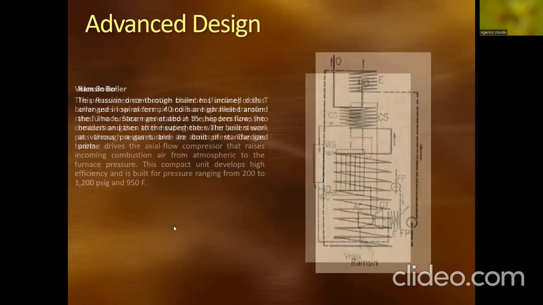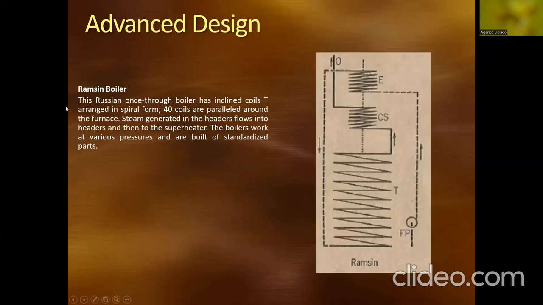Next, Ramsin boiler. This Russian one-screw boiler has inclined coils arranged in a spiral form. 40 coils are paralleled around the furnace. Steam generated in the header flows into the header and then to the superheater. The boiler works at various pressures and is built of standardized parts.